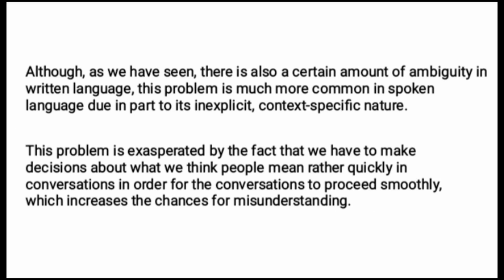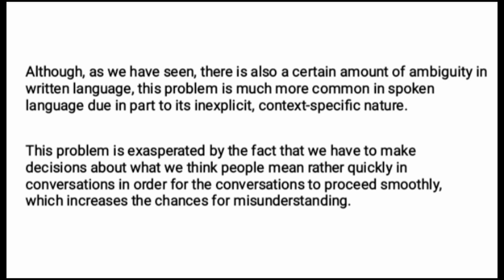Although, as we have seen, there is also a certain amount of ambiguity in written language, this problem is much more common in spoken language due in part to its inexplicit, context-specific nature. Ambiguity is present in both written and spoken language, but it is more common in spoken language because it is often unclear and depends heavily on context.